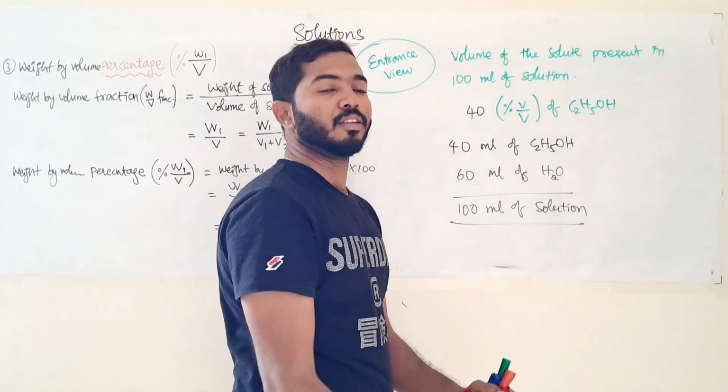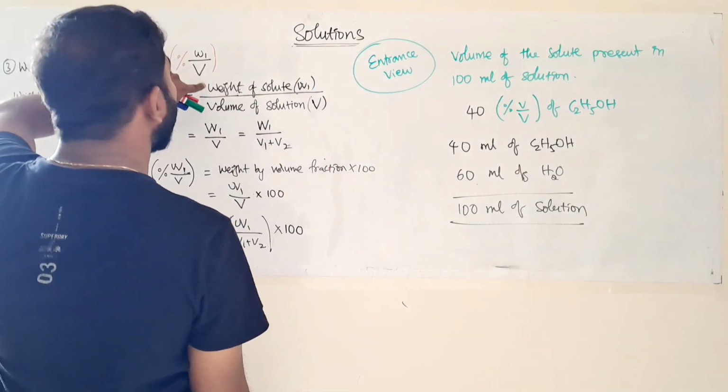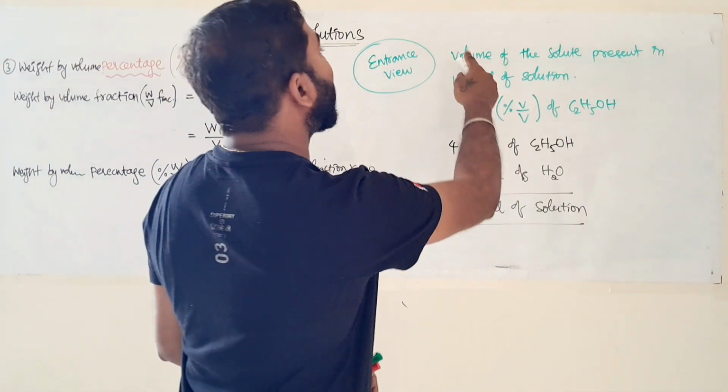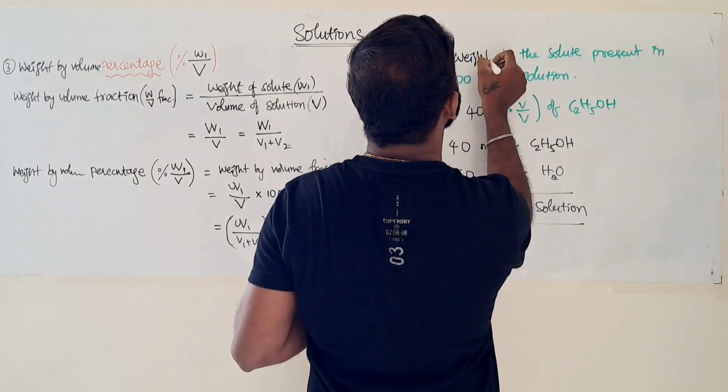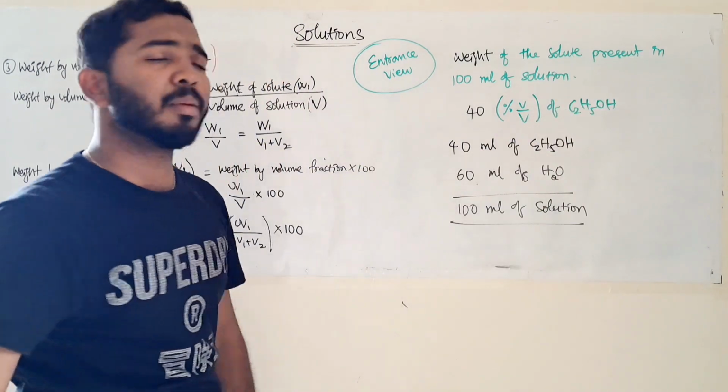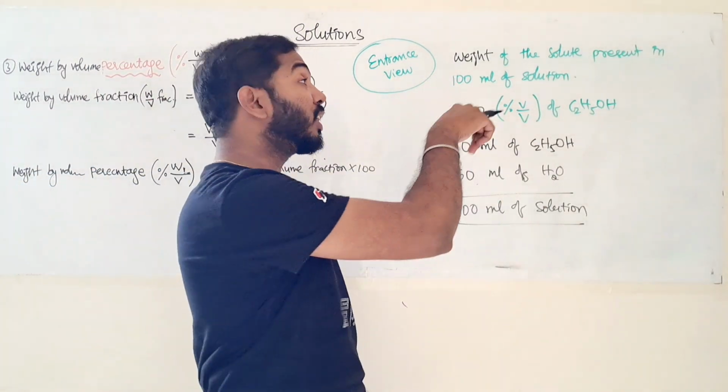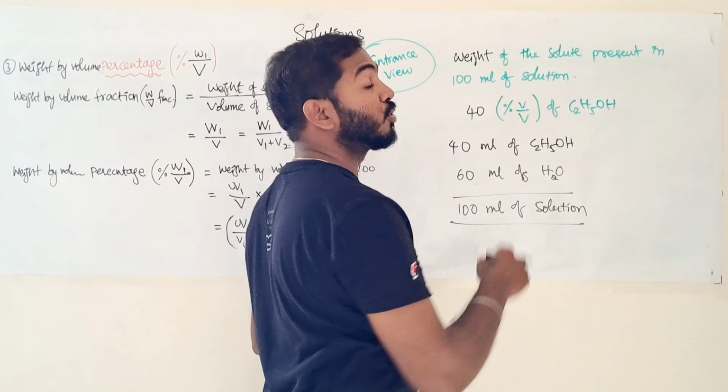Now the same kind of approach, if we think about objective exams, how to understand this? Since we are writing weight of solute by volume of solution, we can say that it is the weight of solute present in 100 ml of solution. That's it. Weight of solute present in 100 ml of solution.